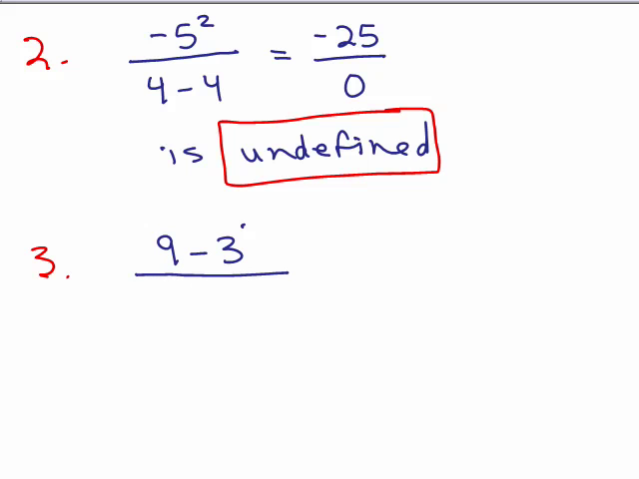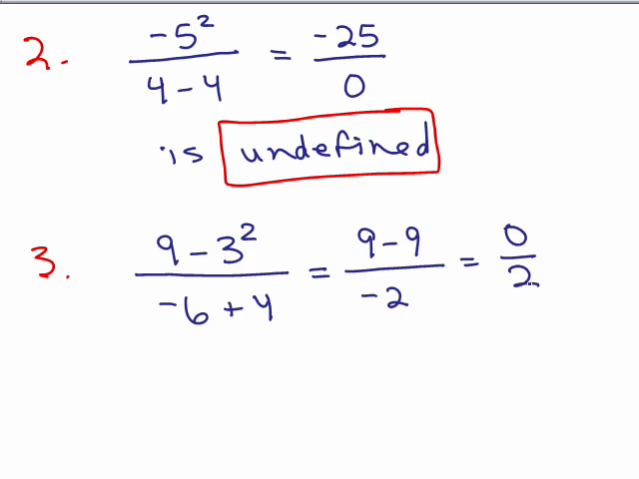All right, for number 3, we have 9 minus 3 squared and -6 plus 4. So in the numerator, if we do order of operations, I'm first going to have to do 3 squared, so that's 9 minus 9. And in the bottom, I've got -2. So I have 0 over -2. Again, when 0 is in the numerator but not in the denominator, the answer is 0.